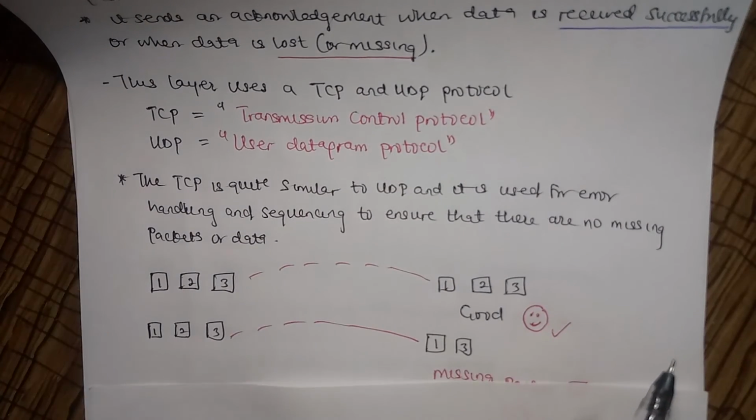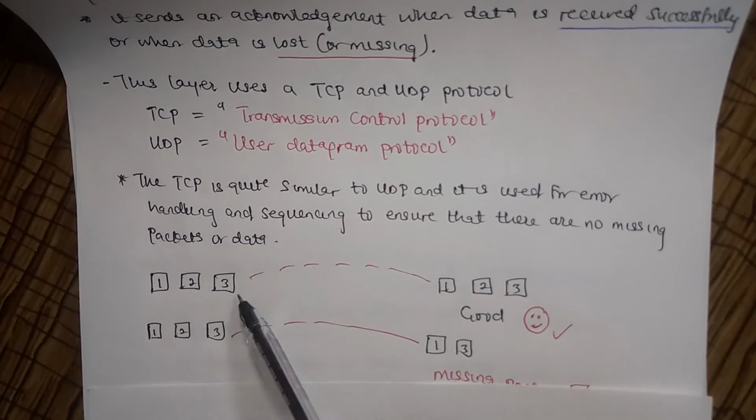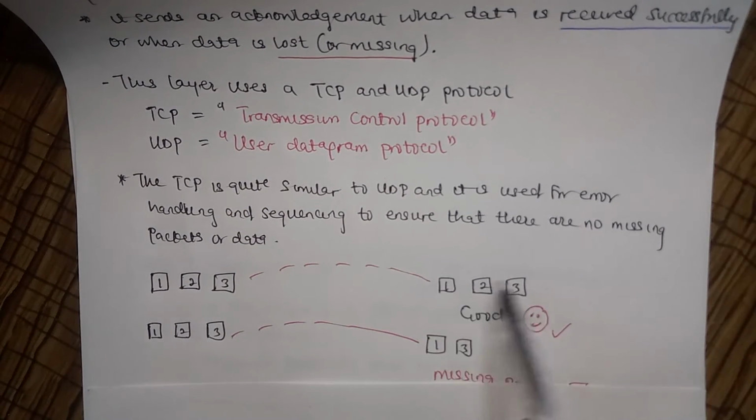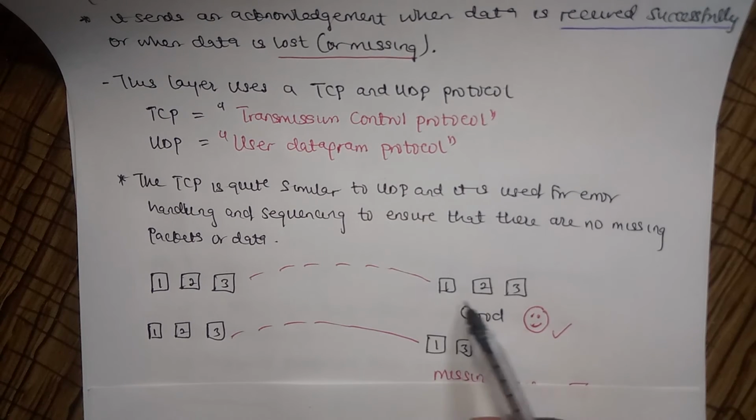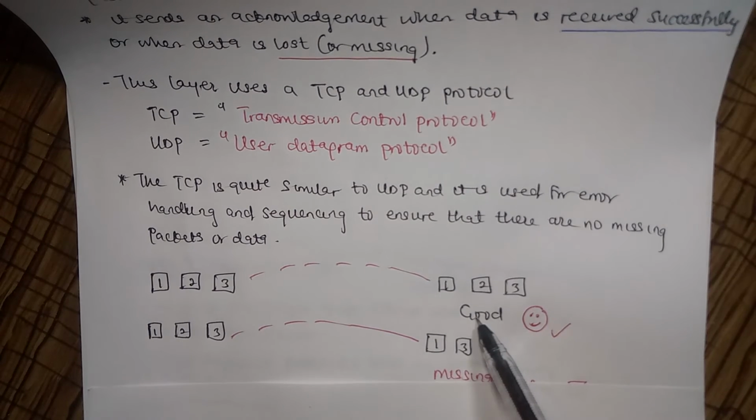Imagine we are sending information, right? 1, 2, 3. We send the information to the receiver side and it received 1, 2, 3. It's good. I send an acknowledgement: yeah, I successfully got the information.